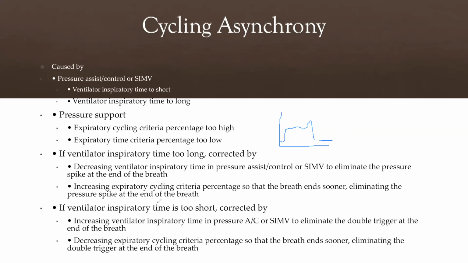And then it says increase expiratory cycling criteria percentage. So the breath ends sooner. And that would eliminate the pressure spike at the end of the breath. Oh, they're talking about a pressure support breath. If you see a pressure support breath like this, you want to set your inspiratory cycle off to a higher percentage. So how can you remember that? How about spike at the end of the breath? We want to end the breath sooner. Would that be good? Okay, let me write that in.